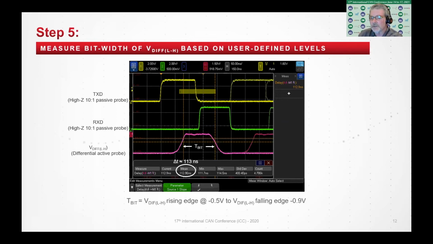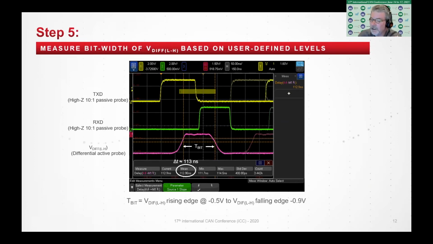Next, we measure the bit width based on the threshold levels, this time from -0.5 to -0.9, and that's because I'm probing for dominant bit low. We measure 113 nanoseconds. The nominal bit width for 8 megabits per second would be 125 nanoseconds. So we shortened it by approximately 12 nanoseconds, which isn't bad.